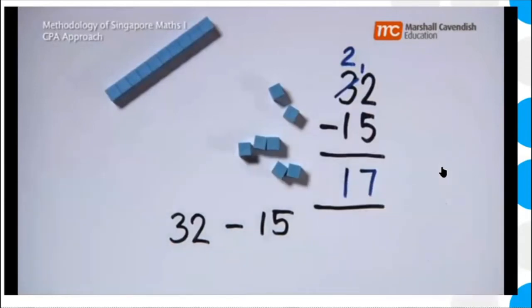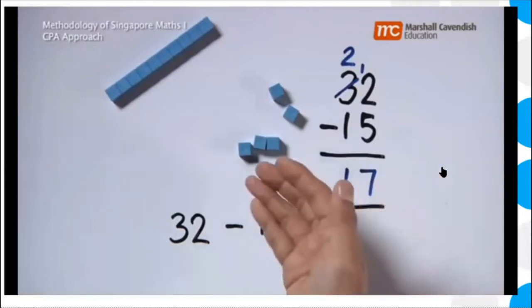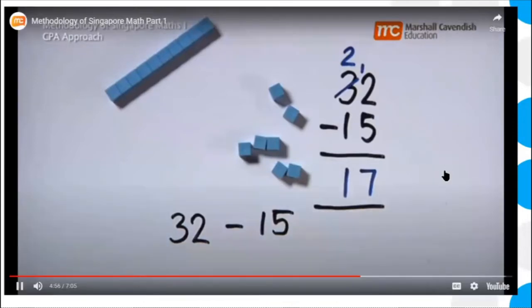The CPA approach allows children to understand something that is abstract, like an algorithm, via the use of concrete materials. In the textbook, there will be pictorial representation of the same experience. This is an example of the CPA approach using the topics of addition and subtraction.